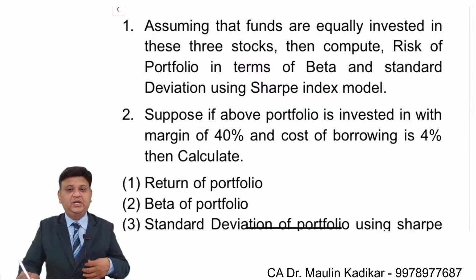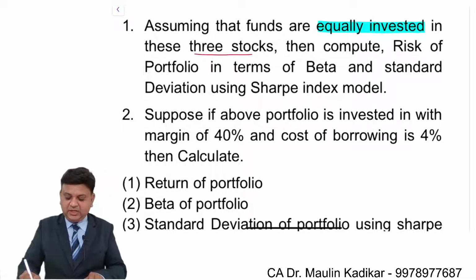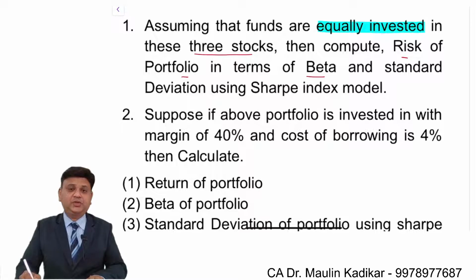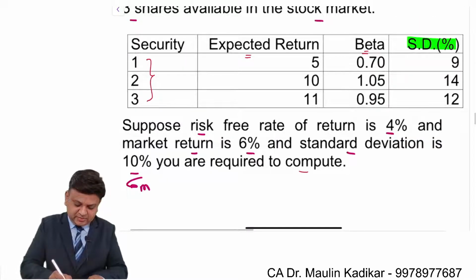First question, assuming that the funds are equally invested in these three stocks, then compute the risk of the portfolio in terms of beta. So the question is providing the information that you are making equal investment in these three securities. That is, 1/3 investment is made in the first one, 1/3 in the second one, and 1/3 in the third one.